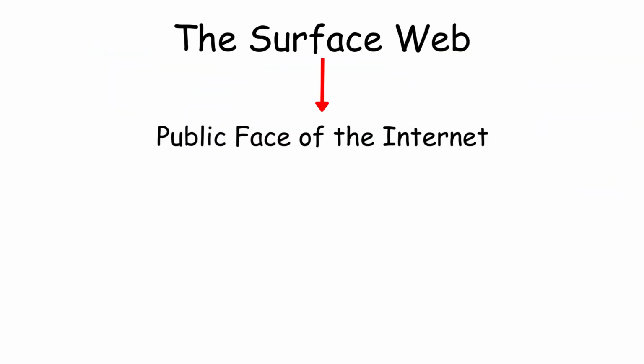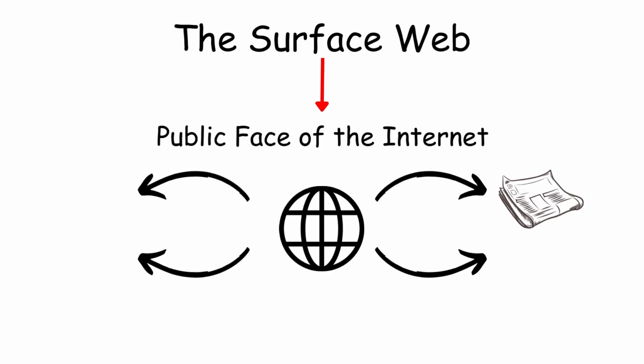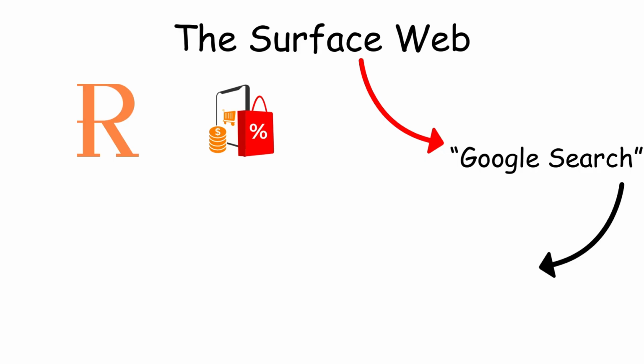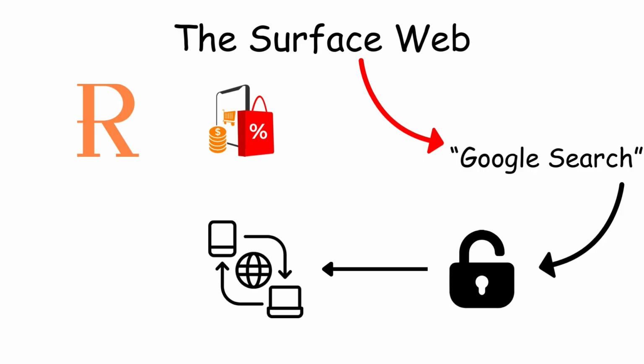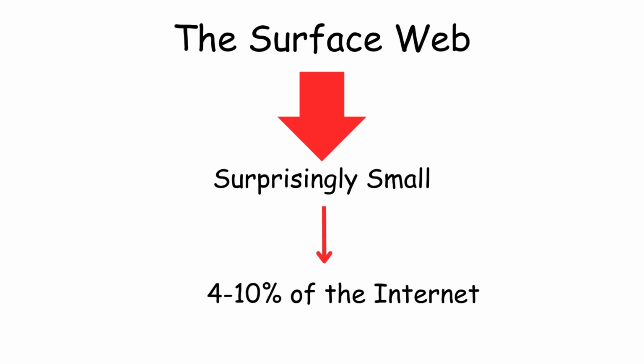Surface web. The surface web, which is also known as the public face of the internet, is the internet you use every day. It includes content like news sites, blogs, Wikipedia, YouTube, Reddit, online shops, basically anything that shows up in a Google search. No login is required to access it, and it is open and indexed by search engines. It is surprisingly small and only makes up about 4% to 10% of the total internet.